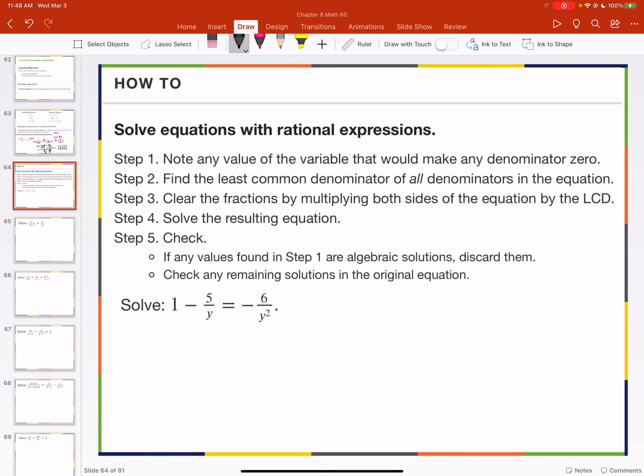Basically, in words, we first have to know any of the variable values that would make the denominator 0, find the LCD, clear the fractions by multiplying both sides by the LCD, solve the equation, and then make sure that if any of the values found are extraneous solutions, discard them, right? I think this says extra solutions, but it means extraneous. Typo. It's okay.